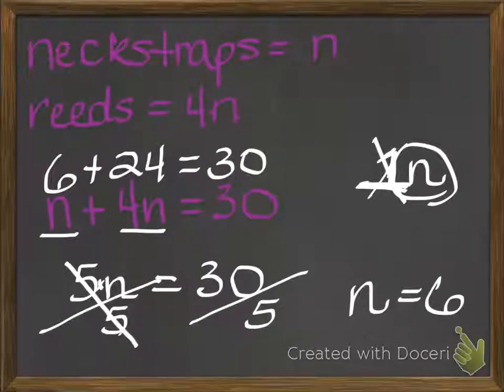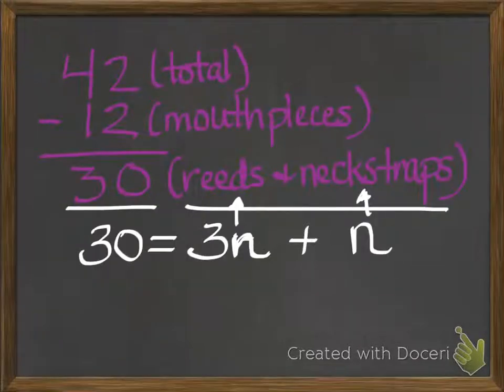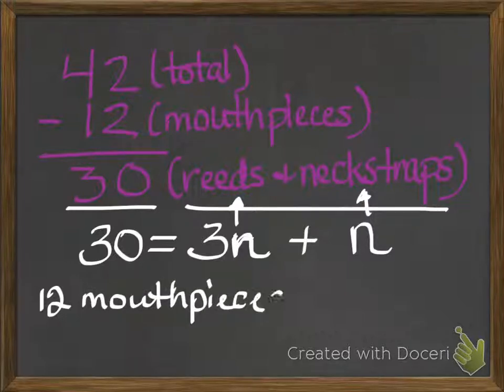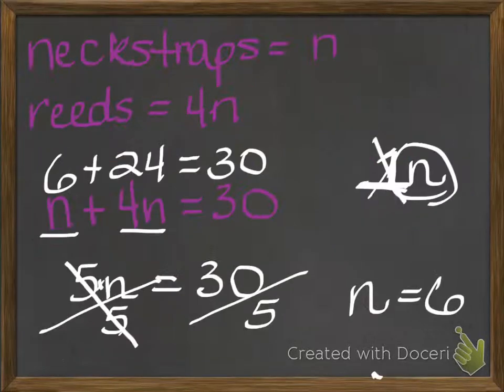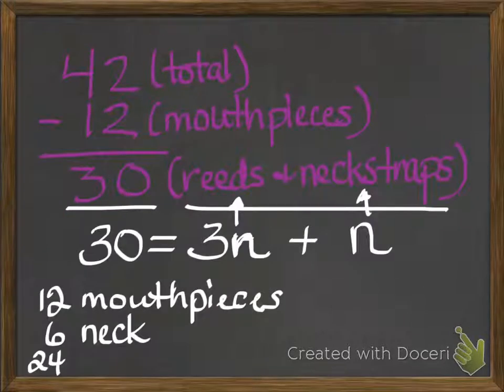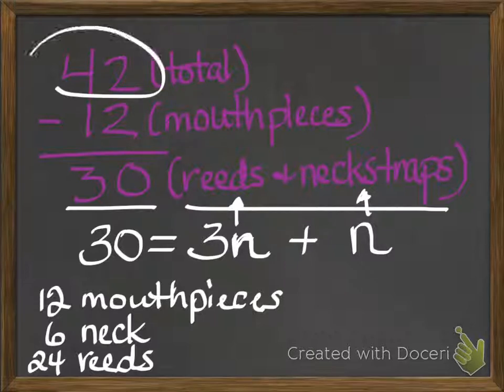So then altogether I would have 12 mouthpieces, and I'd have 6 neck pieces, and then I would have 24. Is that right? Yep, 24 reeds. And then add that all up to make sure that we got the amount 42 that we started with.